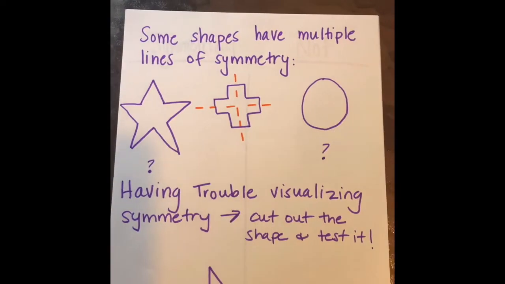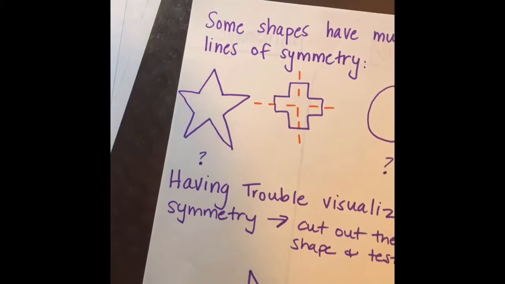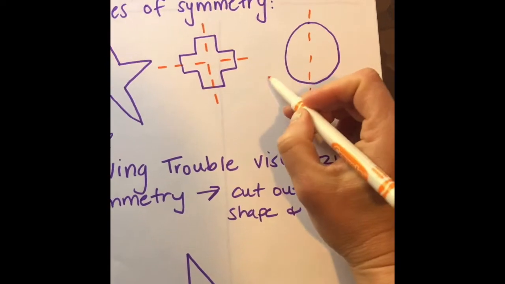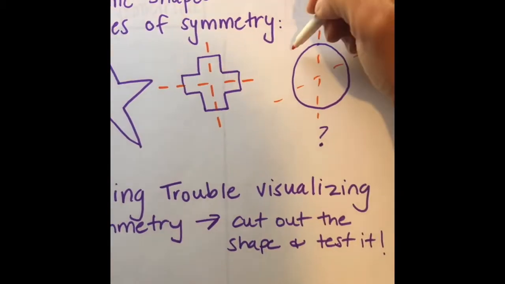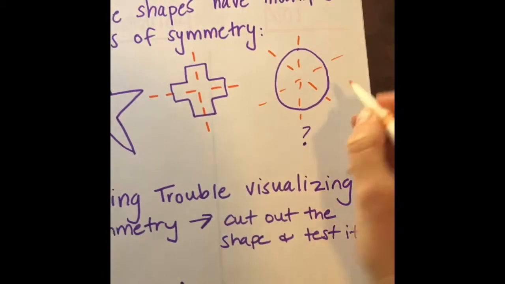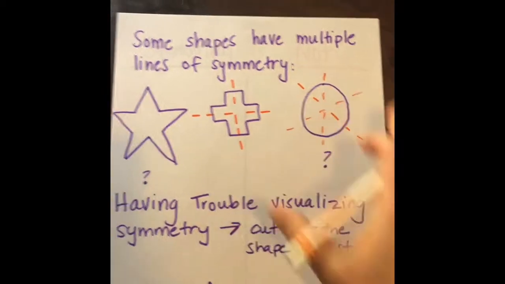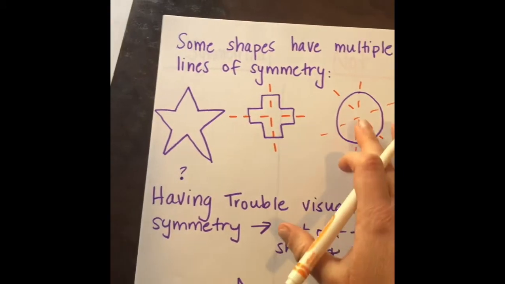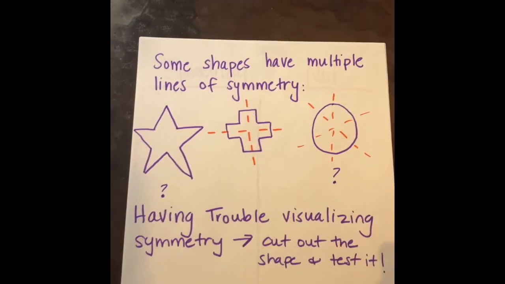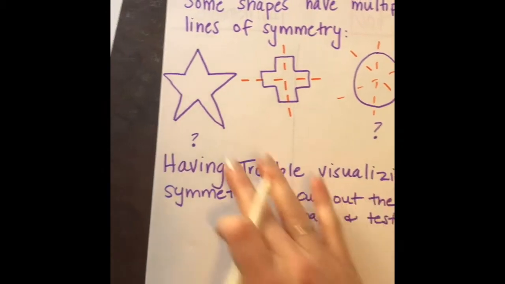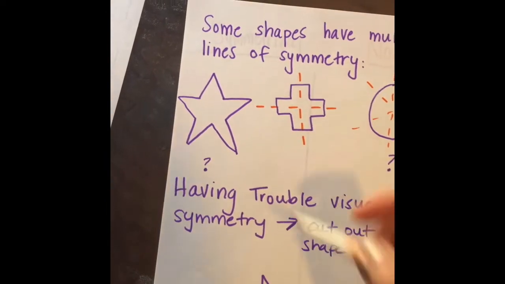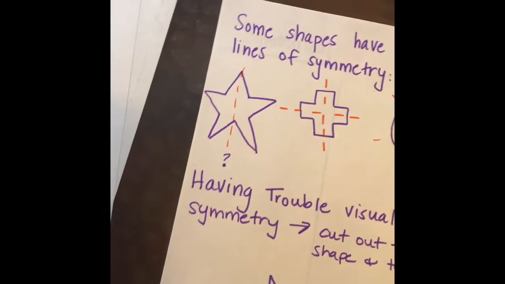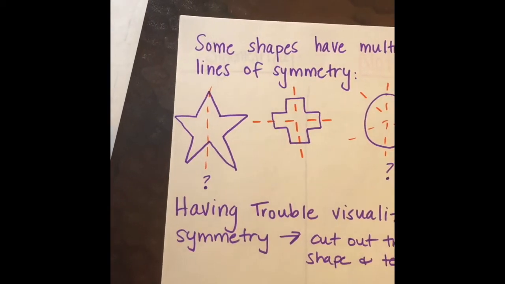Here I have a couple other images to just take into consideration. Something like a circle. A circle has many lines of symmetry. No matter which way you decide to fold it, it will match up. So it kind of goes on infinitely more than what I've even shown here, but think of circles as the ultimate lines of symmetry.